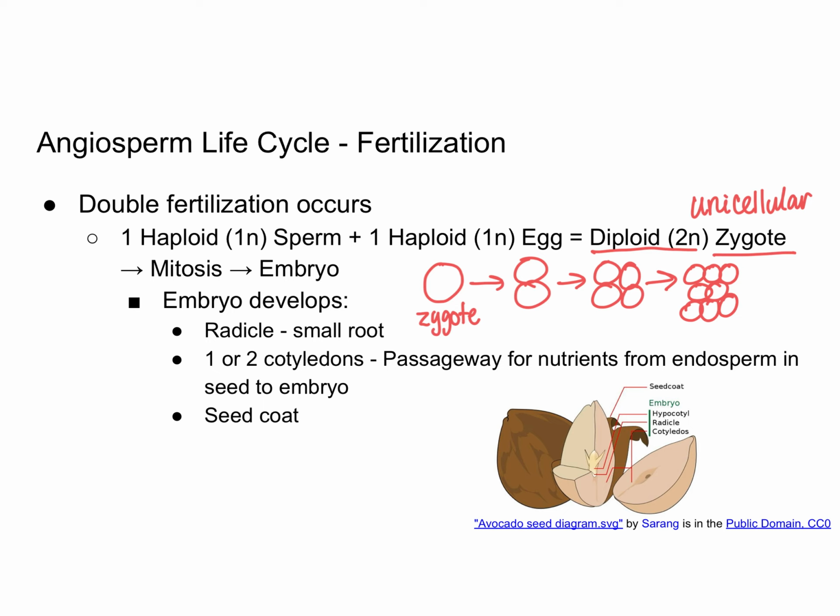Within the developing embryo, there is a radicle, which is a small root that forms, and then one or two cotyledons. And we'll talk about what a cotyledon is more when we talk about the difference between monocots and dicots. But a cotyledon is a passageway for nutrients from the endosperm and the seed to the embryo. And you can see the cotyledon here. That's what this whole structure is here. And then a seed coat will also form, and the seed coat just serves a protective function to protect the embryo developing inside.